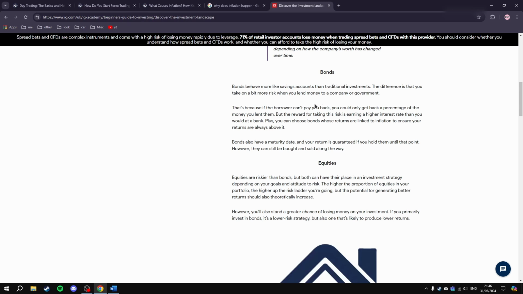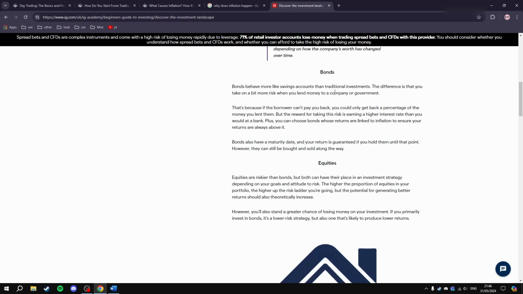But the reward for taking this risk is earning a higher interest rate than you would at a bank. Plus, you can choose bonds whose returns are linked to inflation to ensure your returns are always above it. Bonds also have a maturity date, and your return is guaranteed if you hold them until that point. However, they can still be bought and sold along the way.